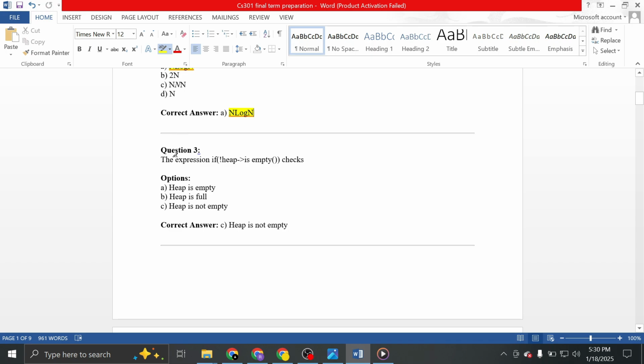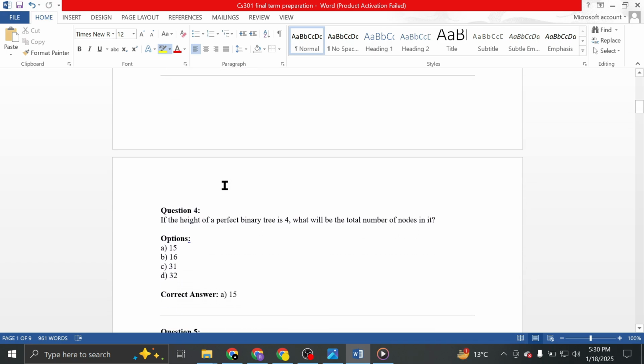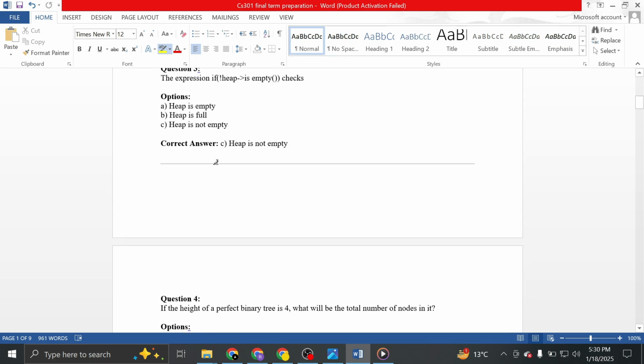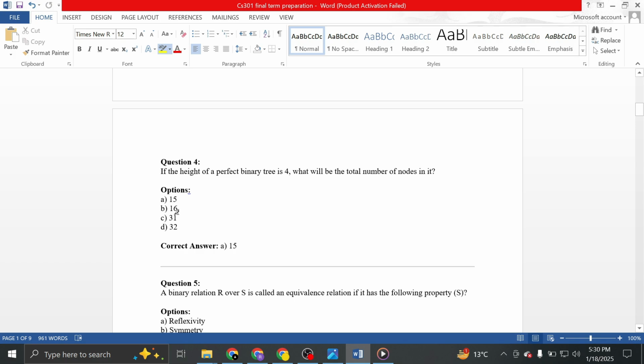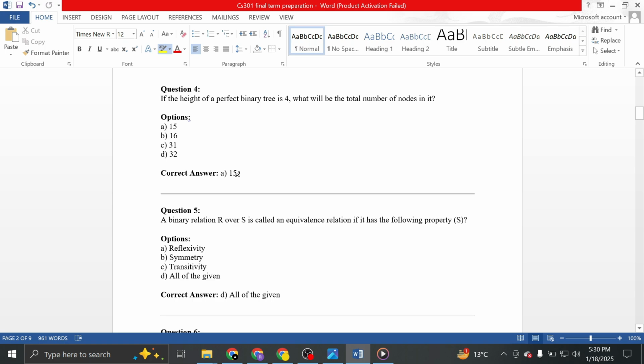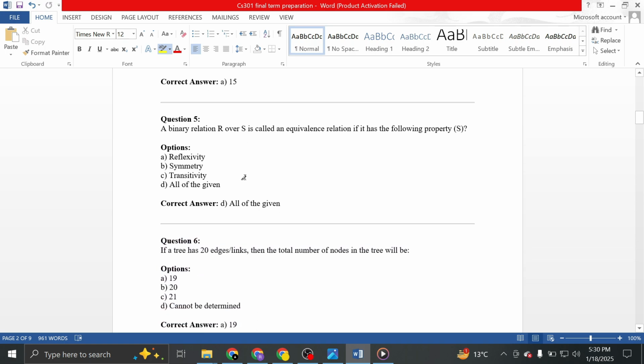Question 3. If the height of a perfect binary tree is 4, what will be the total number of nodes in it? Options: A. 15, B. 16, C. 31, D. 32. Correct answer: A. 15.